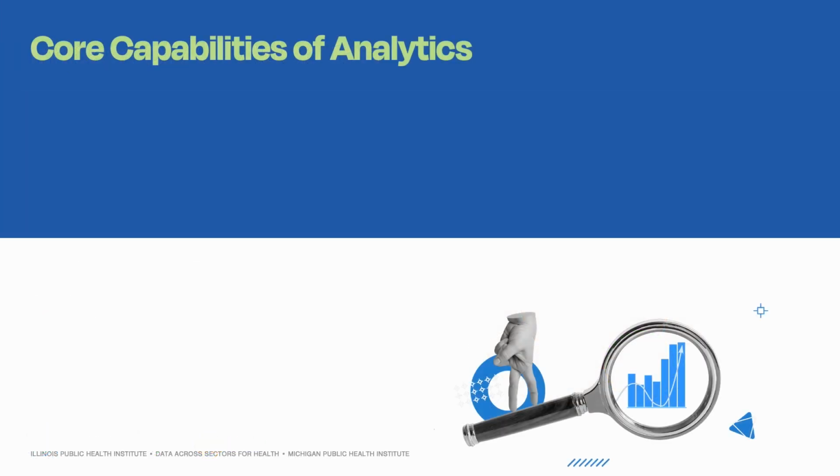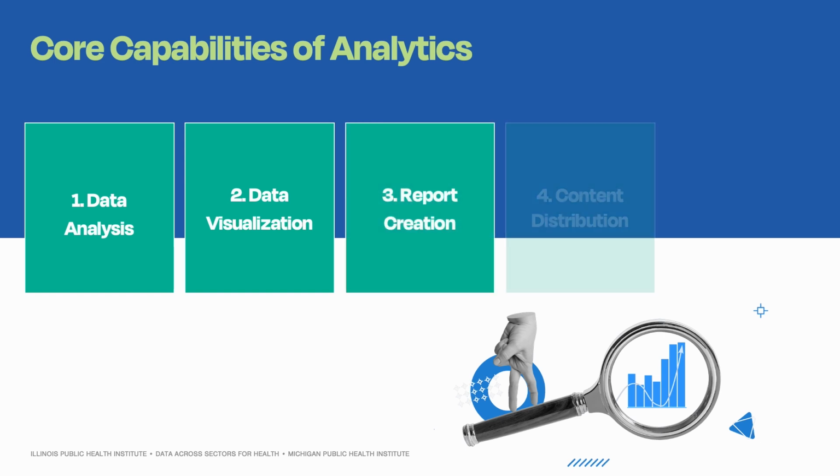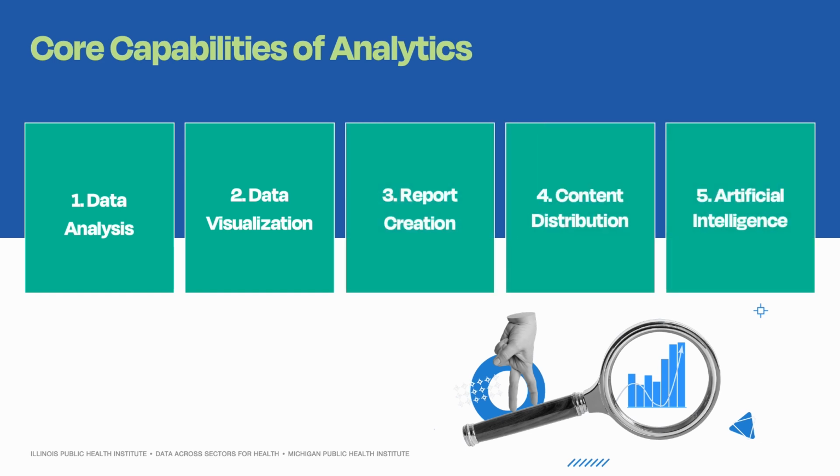While selecting the right tool is important, many of the ABIs on the market today enable 5 core capabilities of analytics for their users. These capabilities, data analysis, data visualization, report creation, content distribution, and artificial intelligence, represent the tools, techniques, and processes that public health professionals can use to generate insights, address challenges, and effectively communicate findings and outcomes.